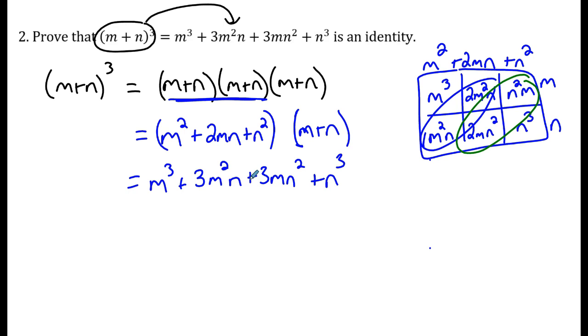Now, would I memorize this like I would the squaring one? Probably not. I would just do it out. But it is an identity. It's always true. Before we move on, I want to note that I started with one side and made it look like the other. I started with the left-hand side and made it look like the right-hand side.